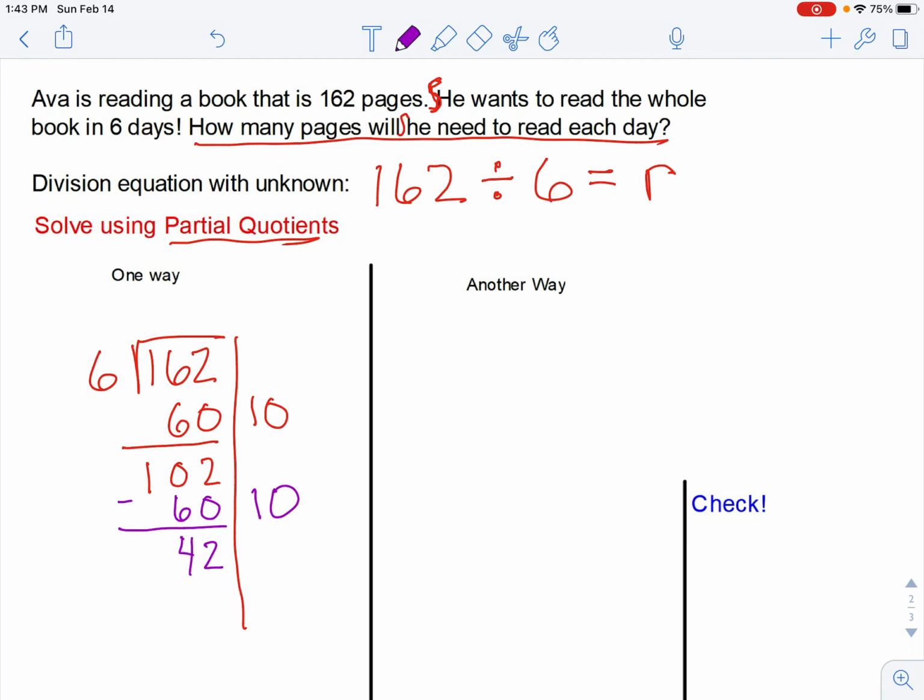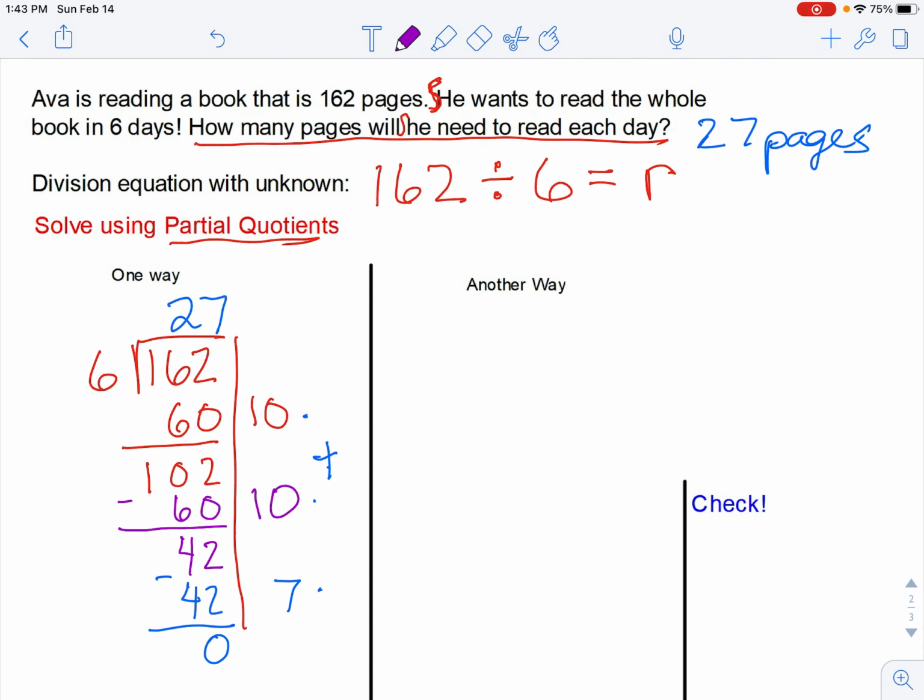Okay, now I can see it. How many times does 6 go into my new dividend, 42? That's 7 times, and that's exactly 42. We have nothing left over. Now what do I do with these partial quotients? You betcha, you add them all up, and that gives us our final answer of 27. So she'll need to read 27 pages per day. That seems like a good goal, good reading goal, at the very least, right?